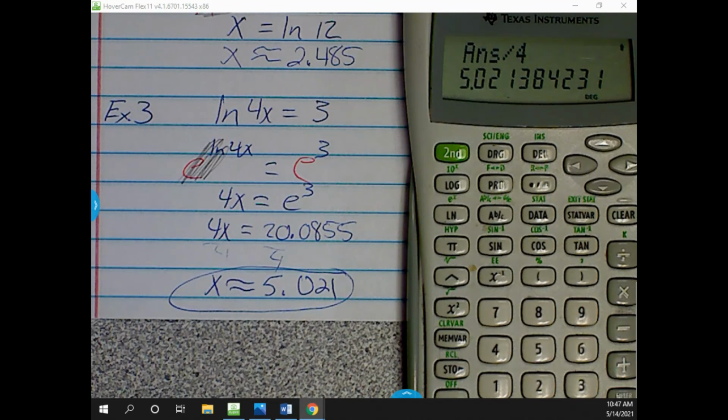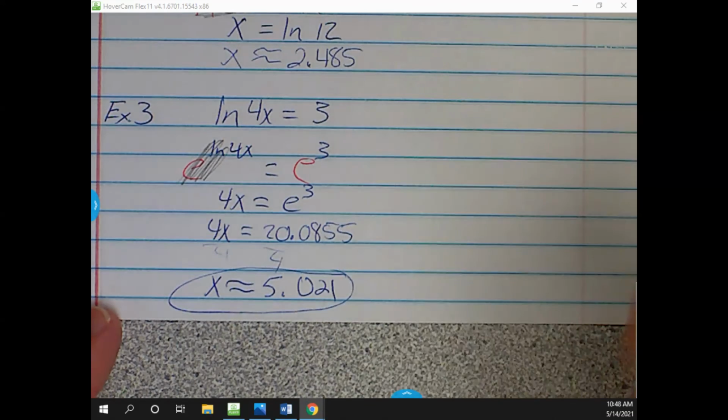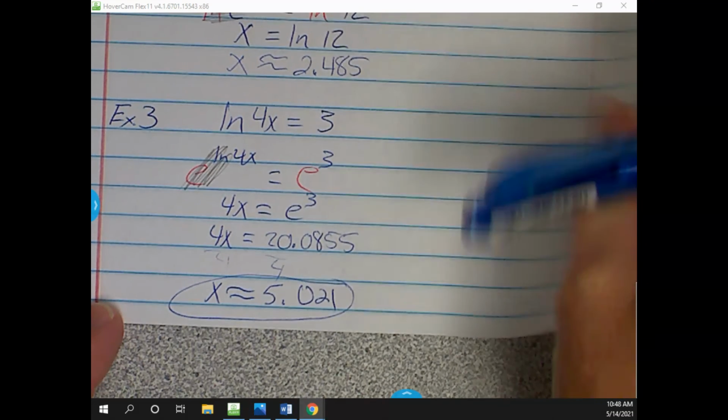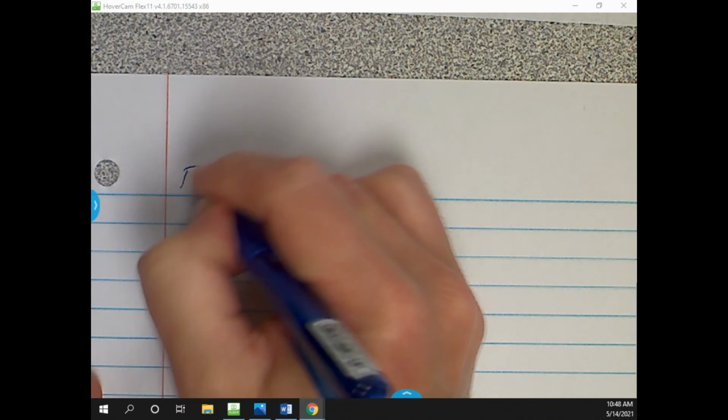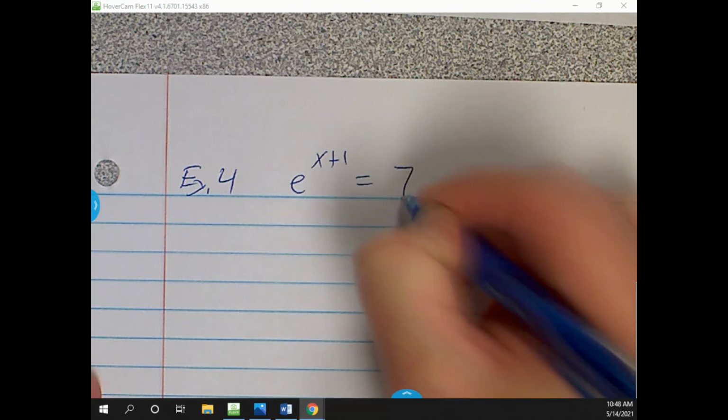Okay, and every other question they're going to ask you is either going to be one of those two cases where it's either E or it's LN, and you just got to figure out which one it is, and then you're going to take whatever one they give you, you're going to do the opposite to make everything cancel out. So if you've got, do a couple more of these. So you've got E to the x plus 1 equals 7.